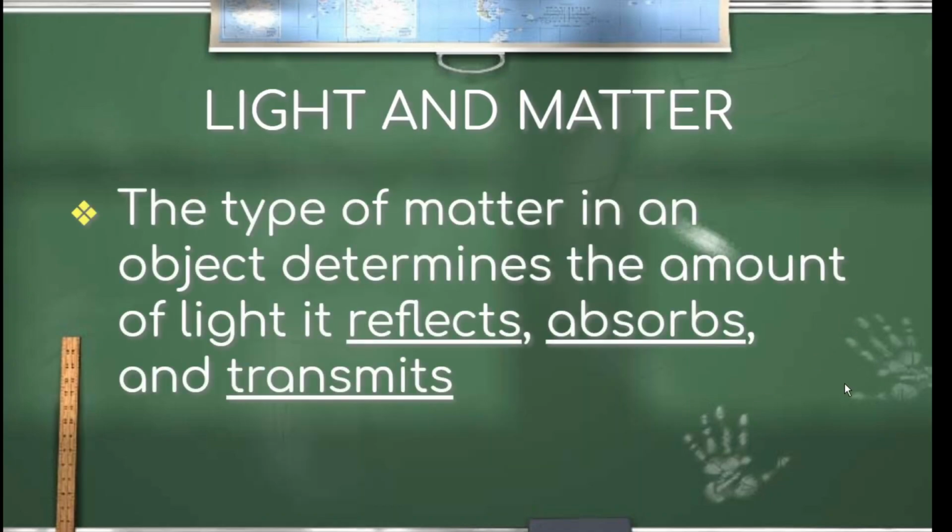So, when light hits stuff, things happen. But the type of stuff that it hits determines what happens. And so there are 3 underlined words that I would really like you to pay attention to today. The type of matter in an object determines the amount of light it reflects, absorbs, and transmits. And we'll go over what those all mean in the context of talking about the different types of matter.